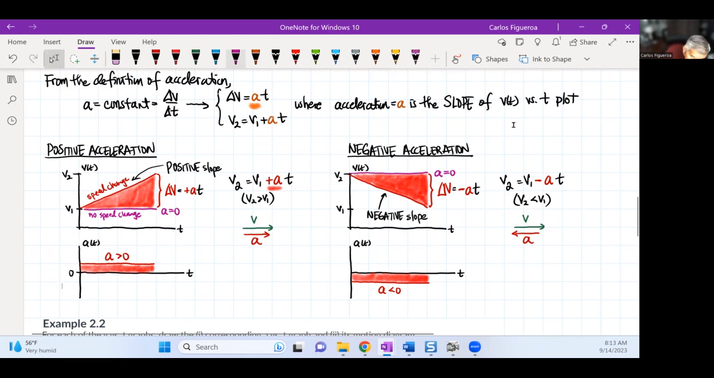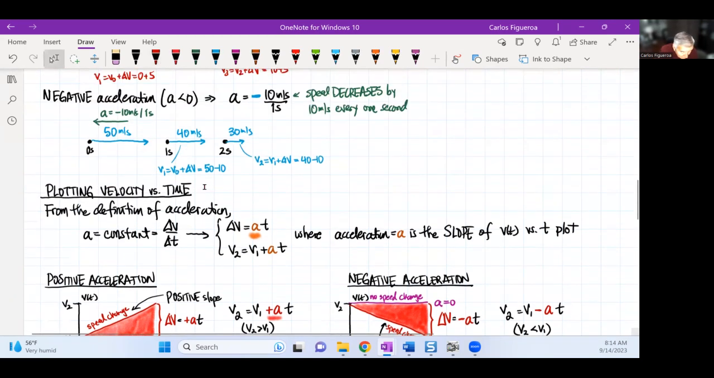Here, again, we have this line where we have no speed change. But as soon as I see a slope, then I have a speed change. But this time, you can see that V2 is lower than V1. The only way I could get down to V1 is if that line has a negative slope. And you could see here that delta V is then going to be equal to minus AT. So when I look at my linear equation, I get V2 is equal to V1 minus AT.